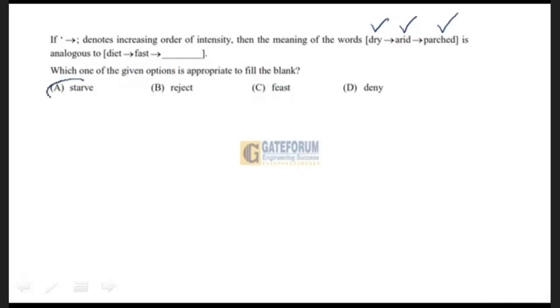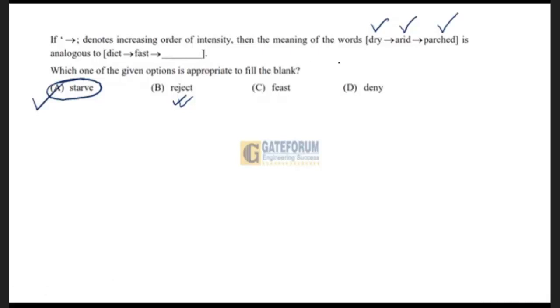It is very clearly seen. Starve means I am not at all eating. Reject is entirely different. Reject means not accept. Feast is entirely the opposite of it. I am feasting. And deny means I am not accepting the fact, but it doesn't actually come on to food or something like that, deny. Okay, so starve is the actual option.